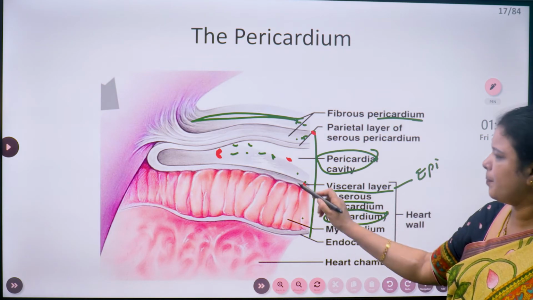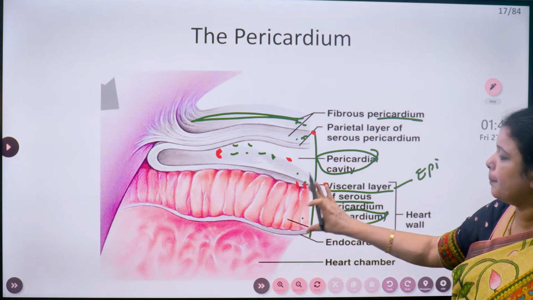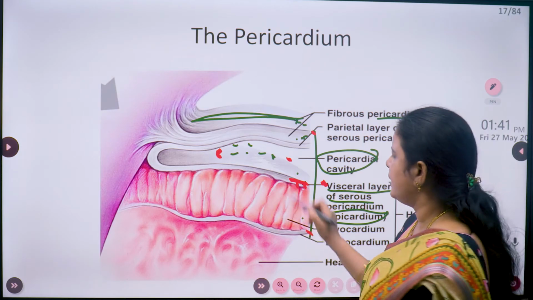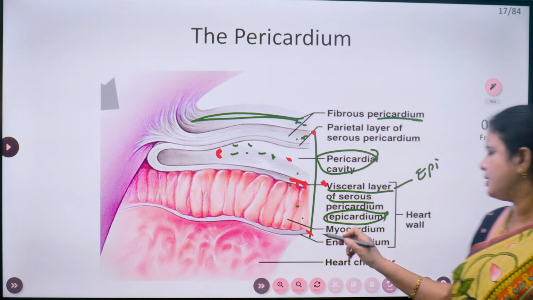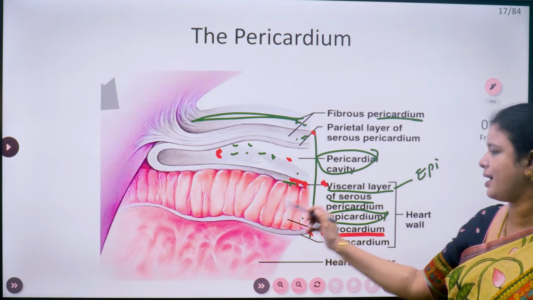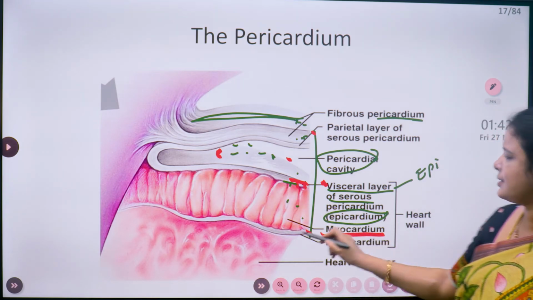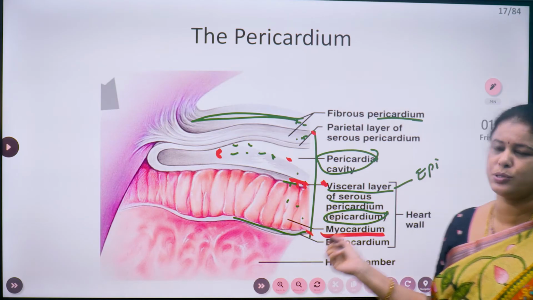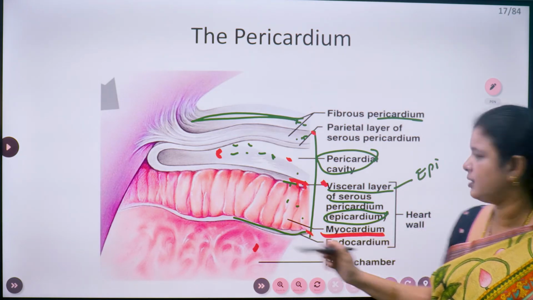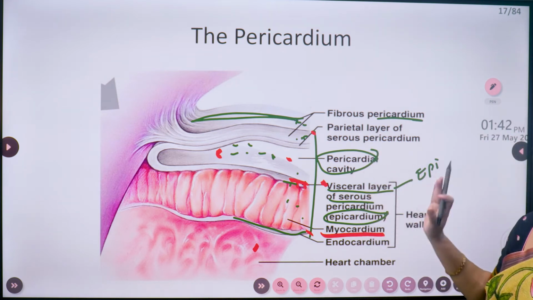And this is the myocardium, which has the bulk of the muscle mass, comprising cardiac muscle tissue. This is the endocardium, which is the innermost layer of the heart. Inside this we have the chambers of the heart. This is about the pericardium.